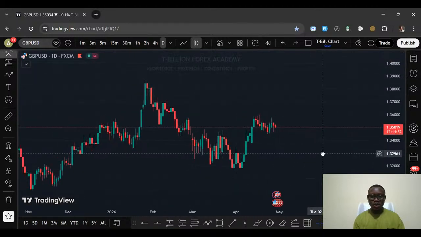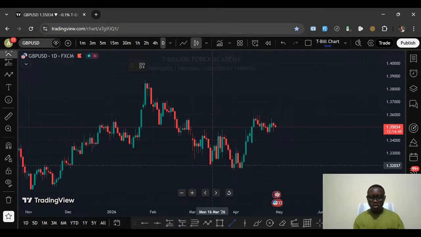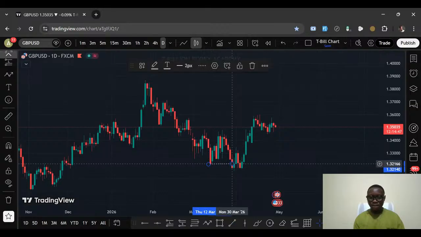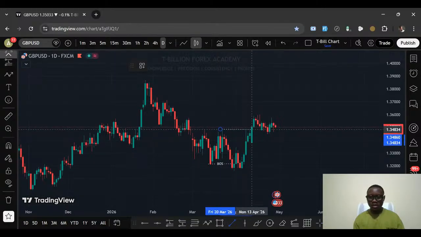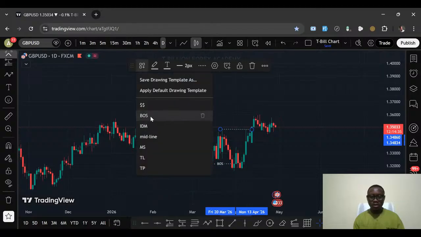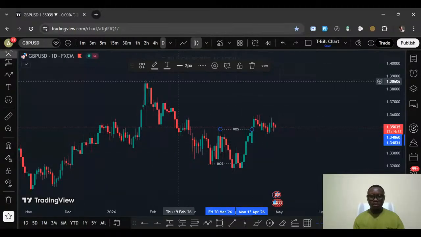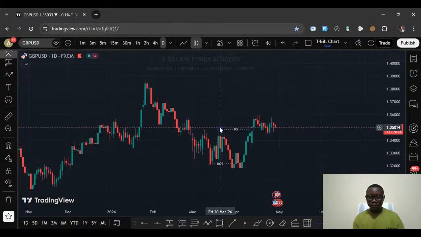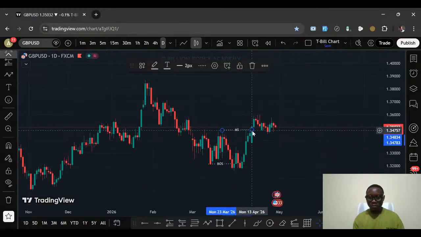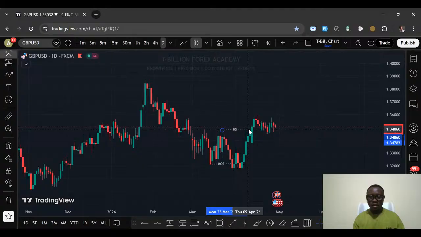So for this, we have the most recent break of structure to the downside, which is this right here. Okay, and that is what we got right here, and we got this market structure shift on the daily time frame at this price level. Market structure shift, MS.